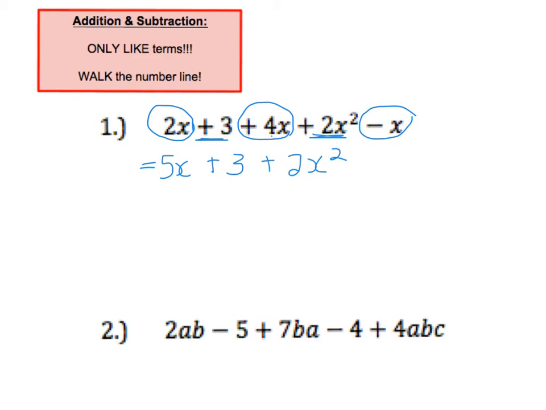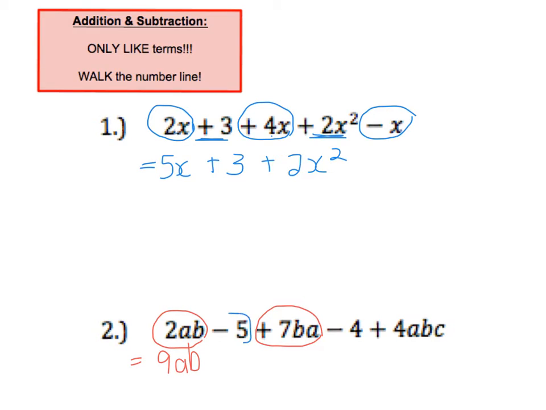If we look at the second question, 2ab is our first term. It doesn't matter if the pronumerals are in a different order, as long as the pronumerals as well as their indices are exactly the same. So those two terms are like terms. 2ab plus 7ab is equal to 9ab. We prefer writing pronumerals in alphabetical order to make it easier to recognize like terms.